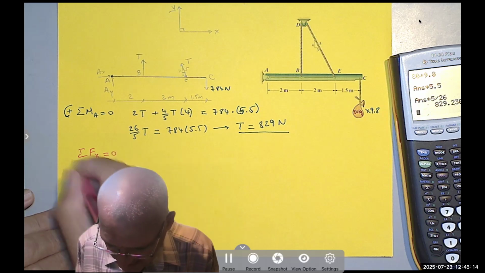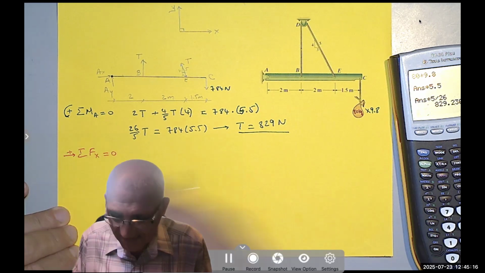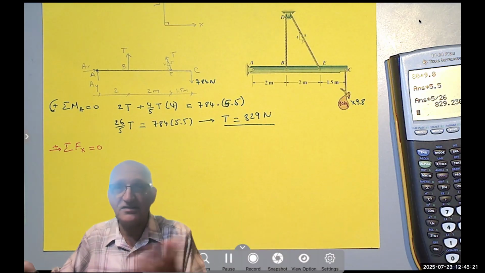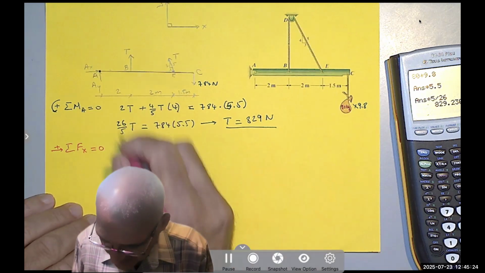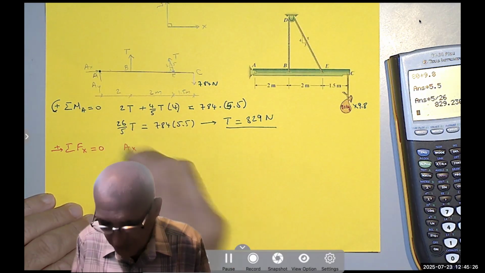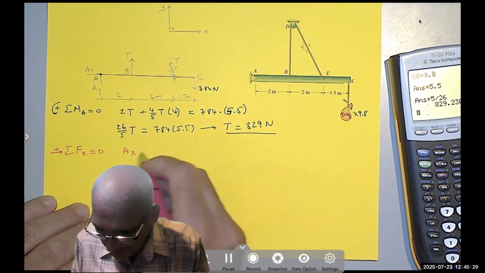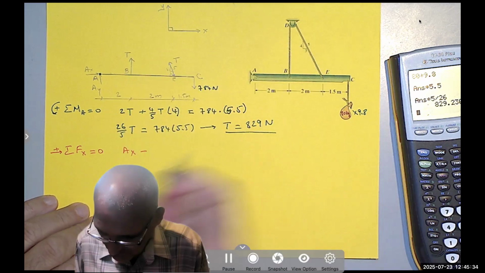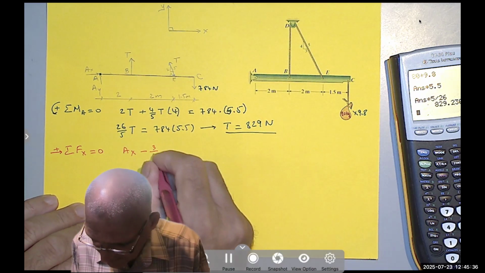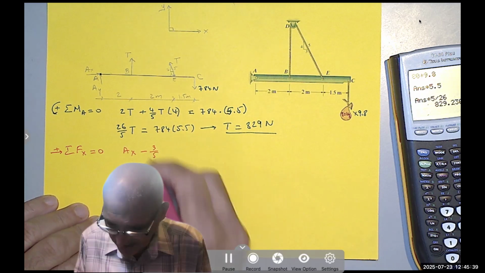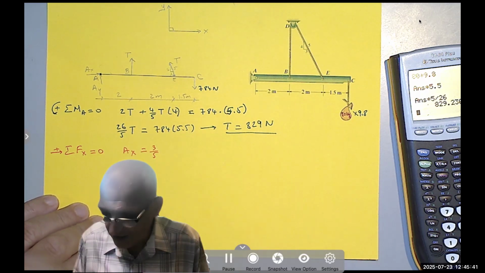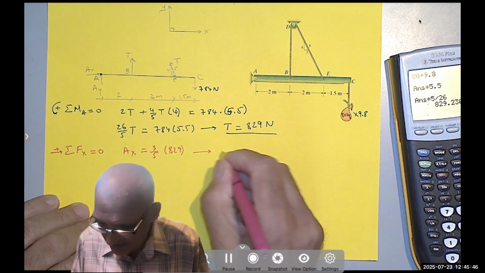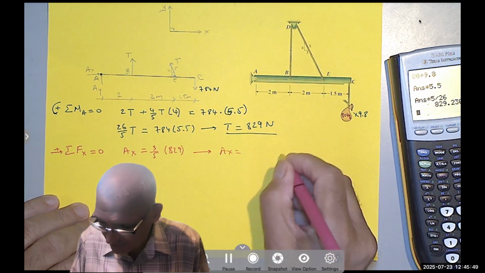Summation of the forces in the x equals 0. And as I said, some people would do that, but everybody uses the right for x as positive and the left as negative. I have A sub x going to the right, so it's positive, minus 3/5 of the tension going to the left, so minus 3/5. But instead of saying minus, I can say equals 3/5 of the tension, which is 829. So from here, A sub x would be to the right, of course.